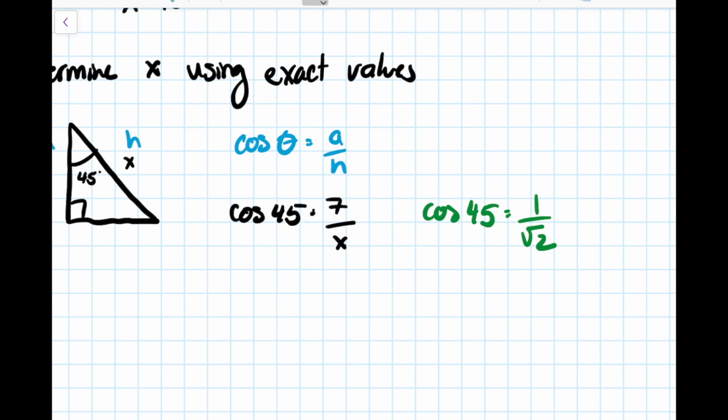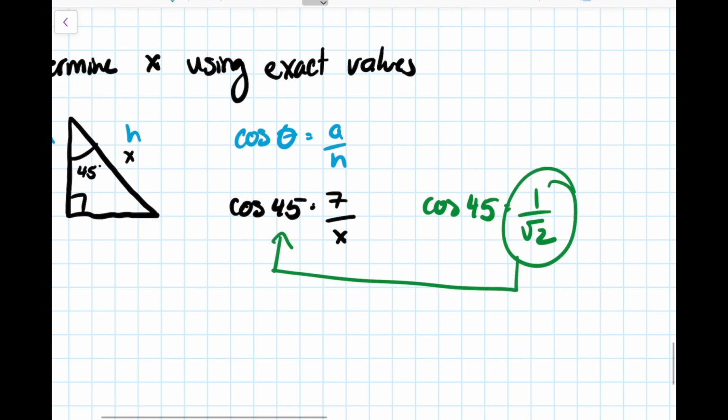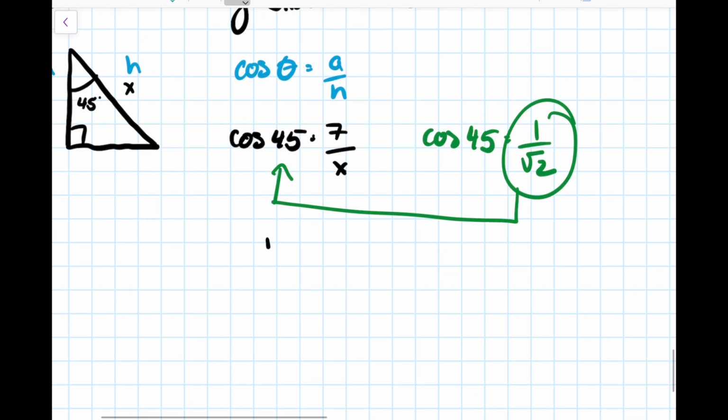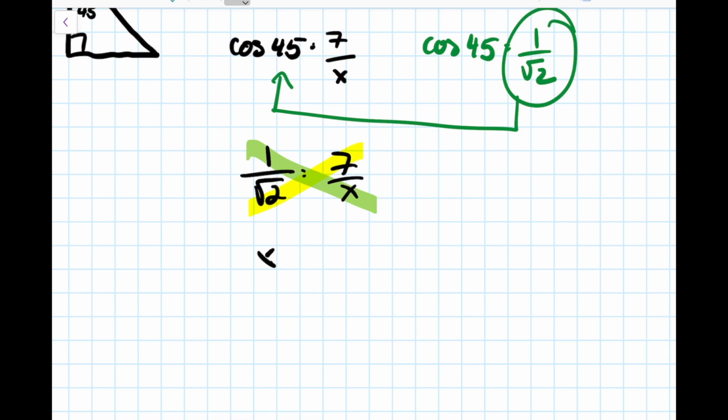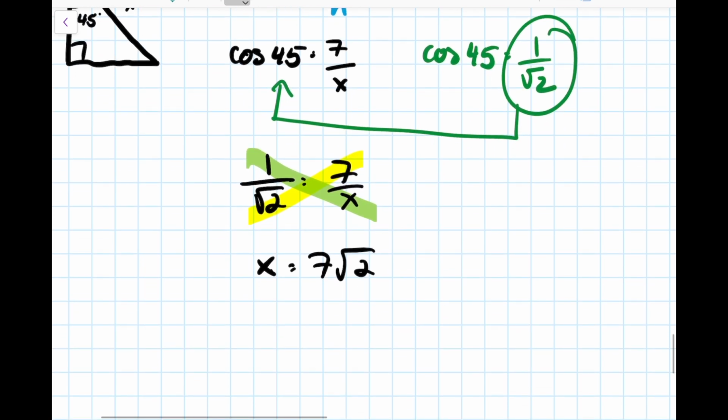But then we're going to take this 1 over root 2, and we're just going to plug it in there. So we're left with 1 over root 2 equals 7 over x. We do some cross multiplying. 1 times x is just going to get me x, and 7 times root 2 is, well, 7 times root 2. We're not going to get into decimals. We're not going to do anything harder than that because we were asked for an exact value. We do need a unit, though, so it's 7 root 2 meters.